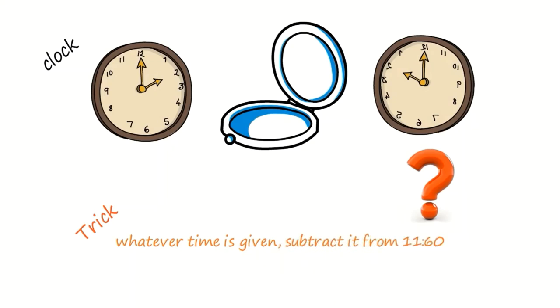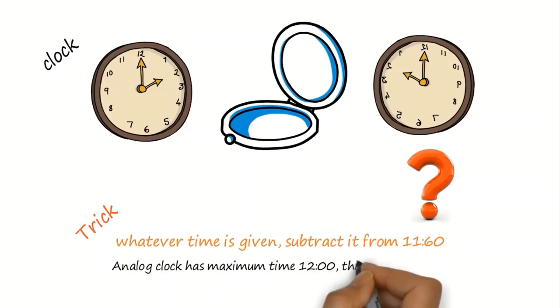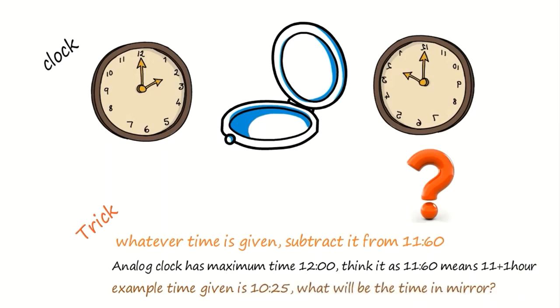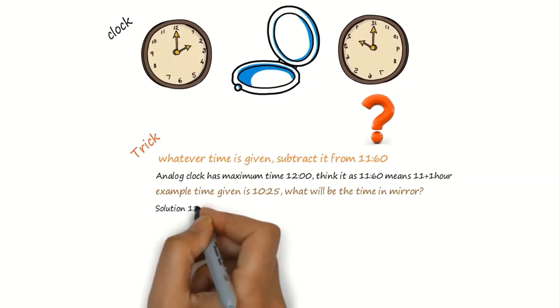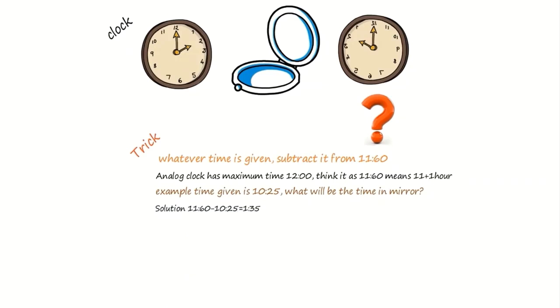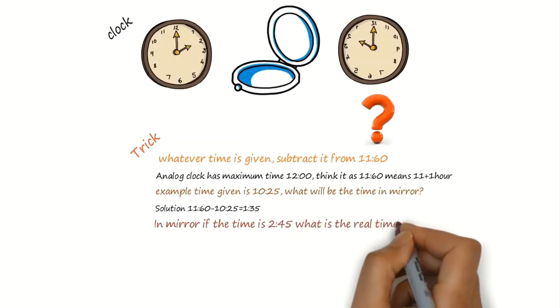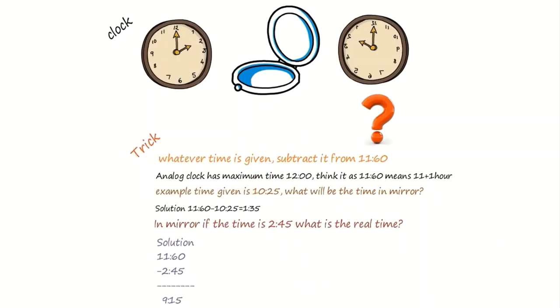The reason is a clock displays only 12 hours, and 11:60 means 11 hours plus 1 hour, which is the same. So for example, if the real time given is 10:25, the mirror image time will be 11:60 minus 10:25, which will be 1:35. On the other hand, if the mirror image time given is 2:45, the real time will be 9:15. So this is the simplest calculation that you have to remember.